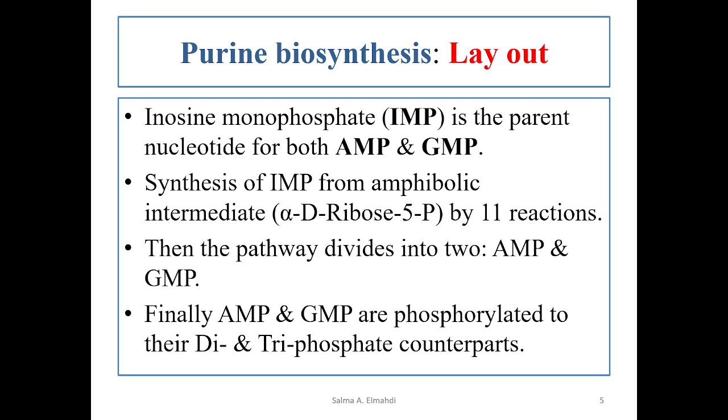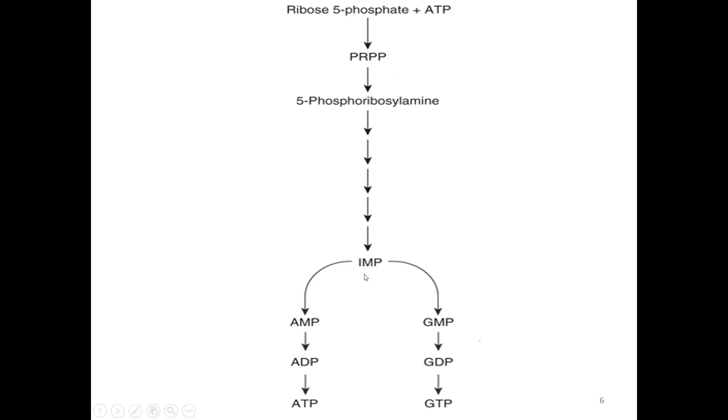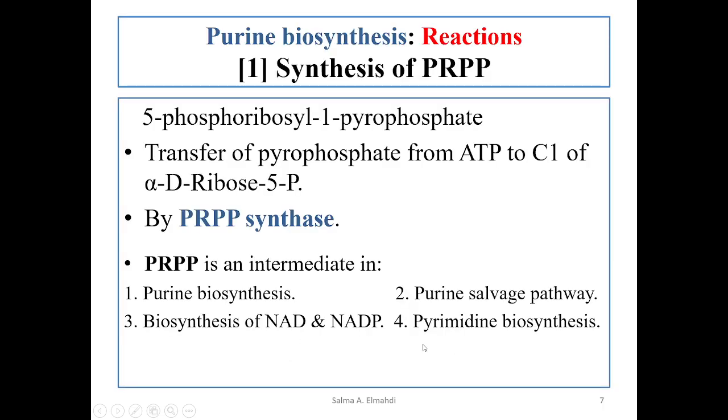Regarding the layout of purine biosynthesis, this molecule here, IMP, inosine monophosphate, is the parent molecule for synthesis of both AMP, adenosine monophosphate, and GMP, guanosine monophosphate. So when the body wants to synthesize purines, we will start by amphibolic intermediates, here represented by ribose 5-phosphate, in addition to ATP. It will proceed through 11 reactions to form IMP, and from then the pathway bifurcates into that of AMP or that of GMP.